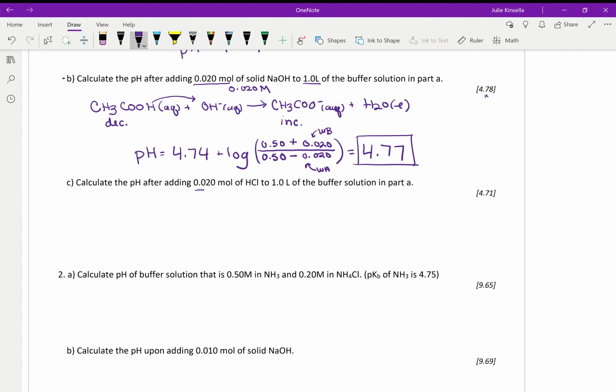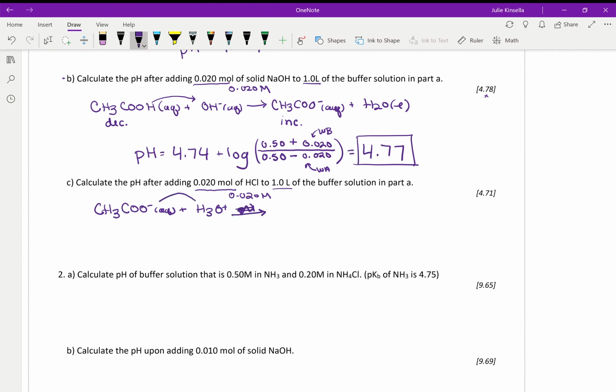We have 0.02 moles of the hydrochloric acid in 1 liter. So that means we have 0.020 molar hydrochloric acid. So what is the hydrochloric acid going to react with? It's a strong acid, so it's going to react with the weak base of our system. So the weak base of our system is the acetate ion. And this is going to react with, you can use H plus here, but I don't want it to look too different from the equation above, so I'm going to use the hydronium. Oops, sorry, that should be just a one-way arrow.